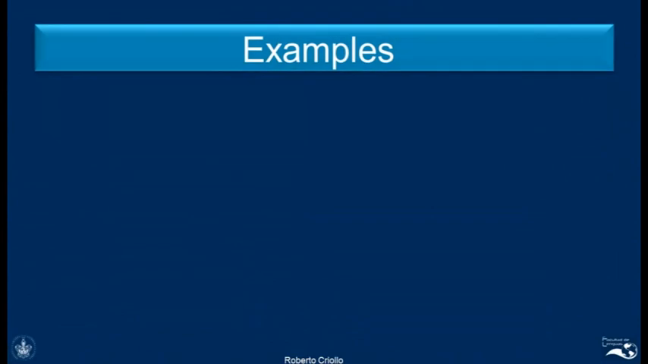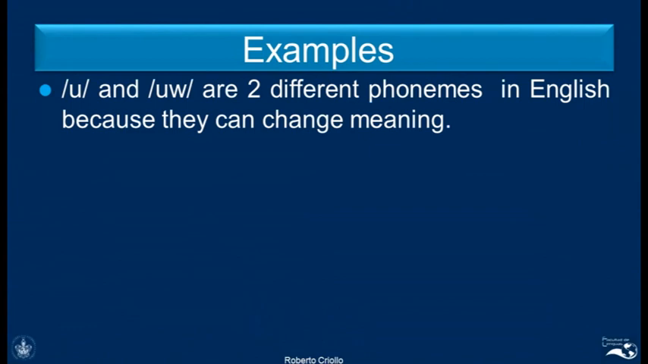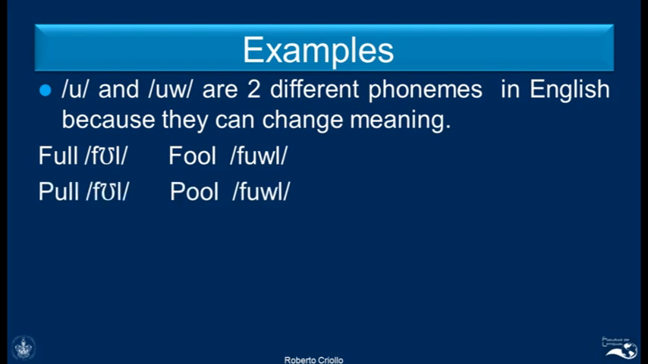Let's illustrate this with a couple of examples. We can say that these two sounds are 2 different phonemes in English because they can change the meaning of words. For example, when you pronounce full, as in the first example, the meaning is of something that is not empty. When you pronounce fool, the meaning is a person that is not very smart. The same happens with pull and pool. You can see that in this case, if you pronounce one sound instead of the other, you change the meaning of the word. That is why we say that these are two different phonemes in English.